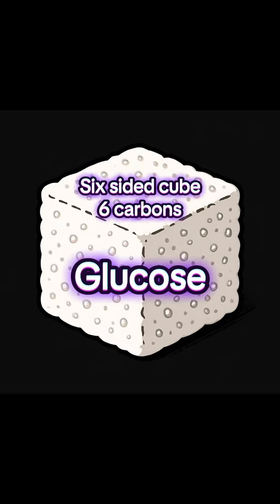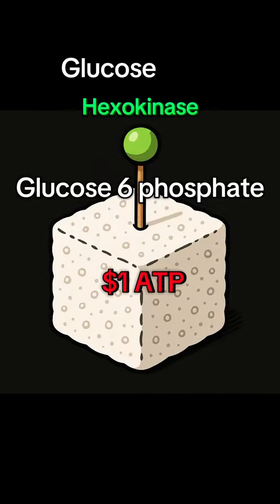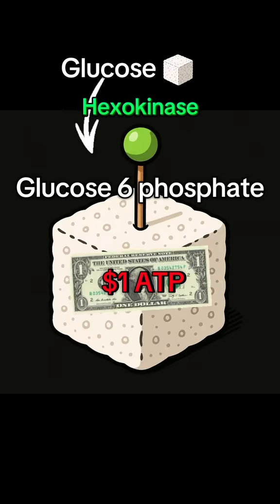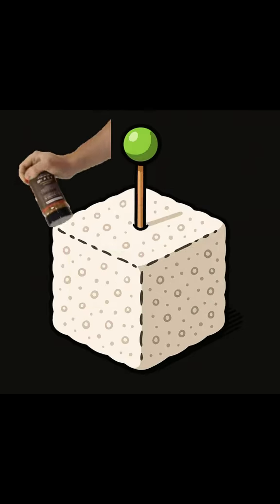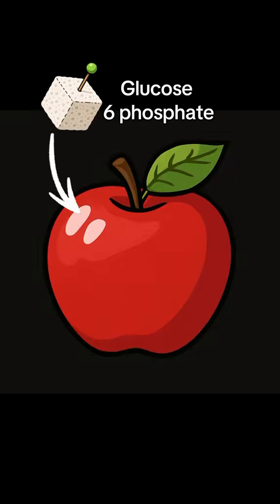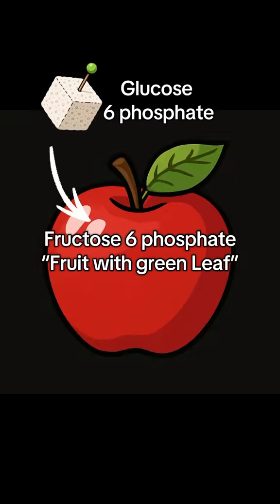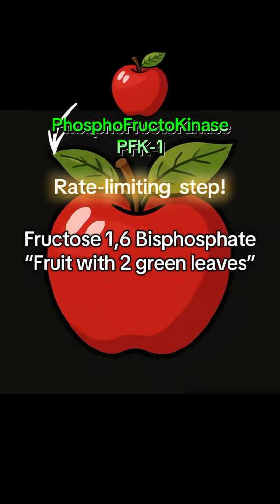Now let's add a phosphate group to that glucose, using the enzyme hexokinase, becoming glucose 6-phosphate. The ingredient will cost you some money, as in $1 or 1 ATP. Now let's add some apple cinnamon to change the sugar cube with the phosphate group to an apple fruit with a green leaf, as in fructose 6-phosphate. Fruit for fructose.